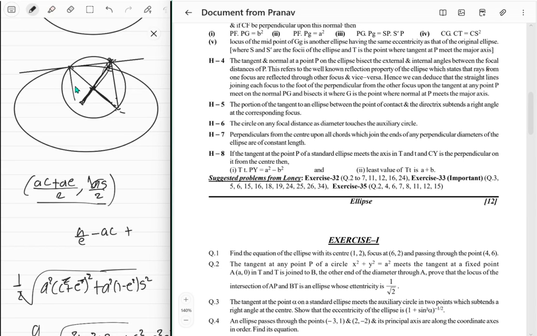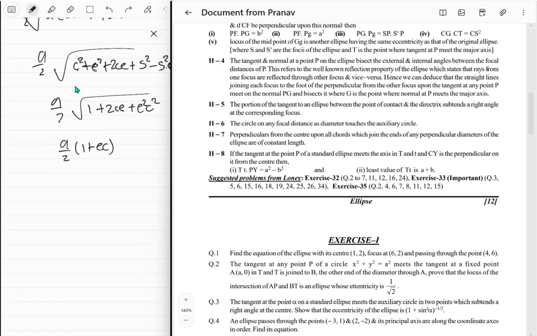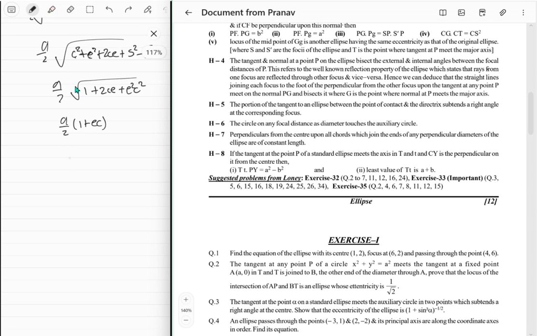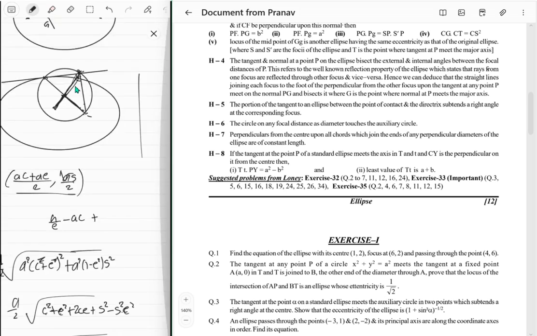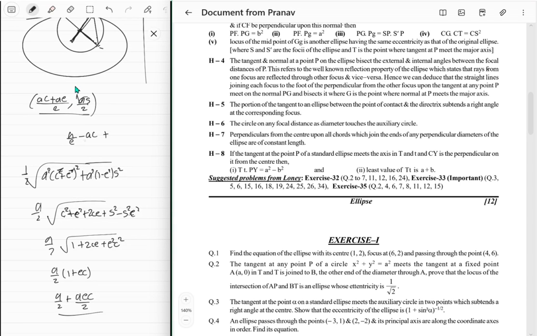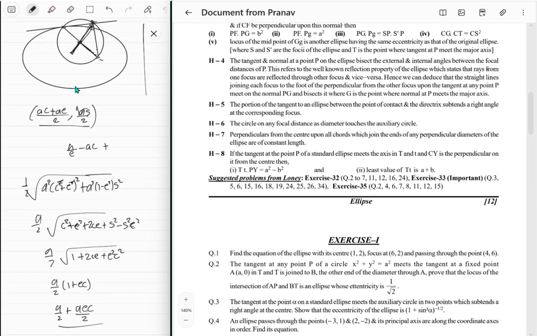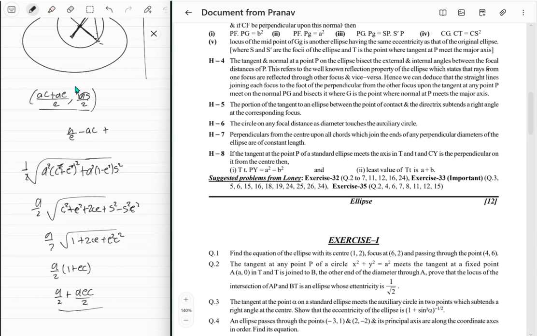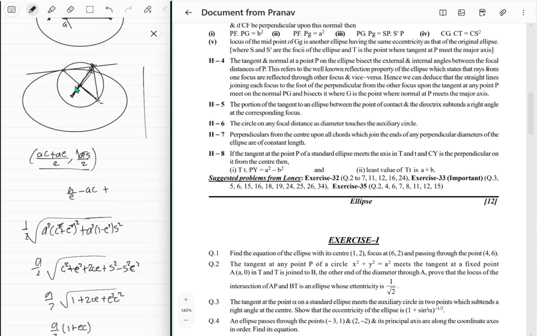Right. Okay, something like that. Whatever. This is what you got, right? Okay. So that's going to be a upon 2 plus aec upon something like that, right? This is that distance. Wait, what? But there's no ae right there. It's just that, nothing else. Interesting.